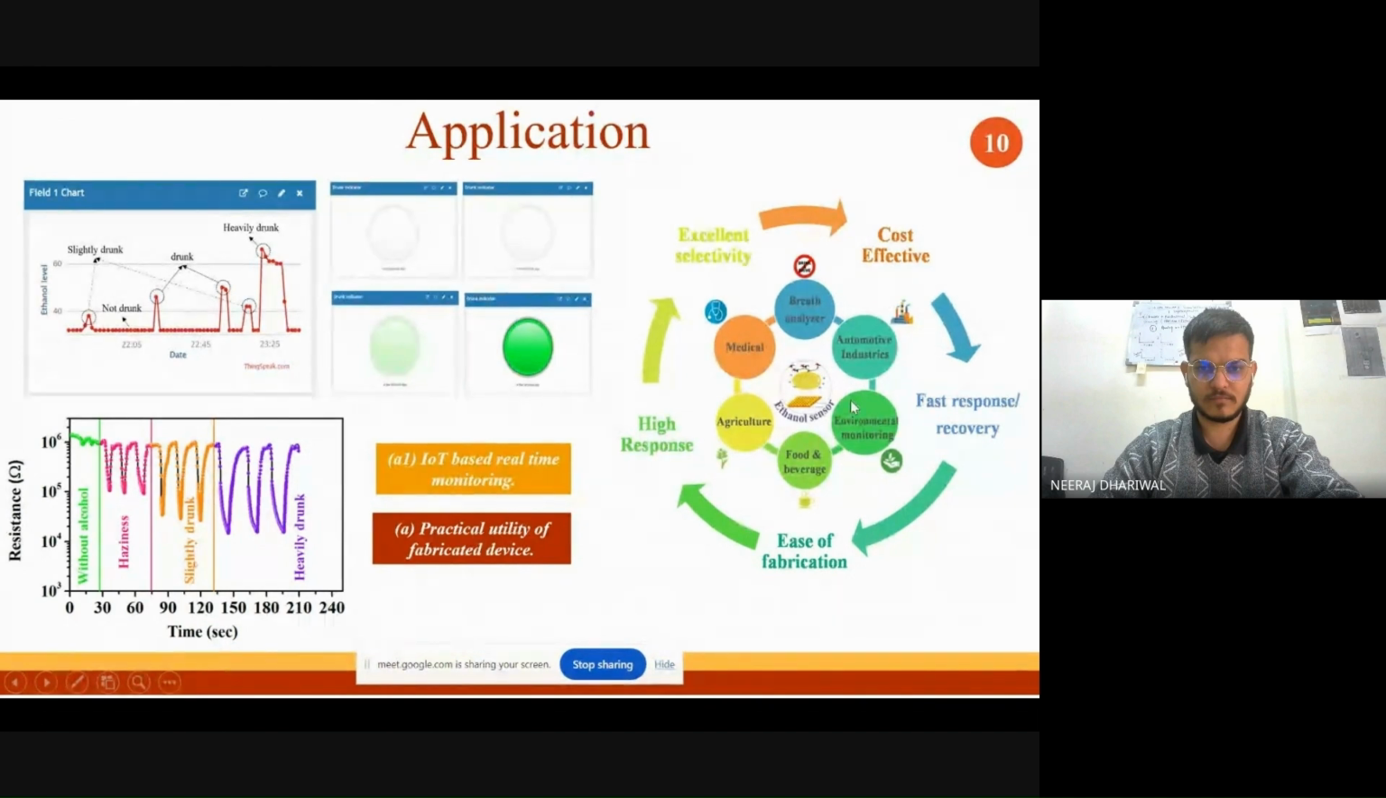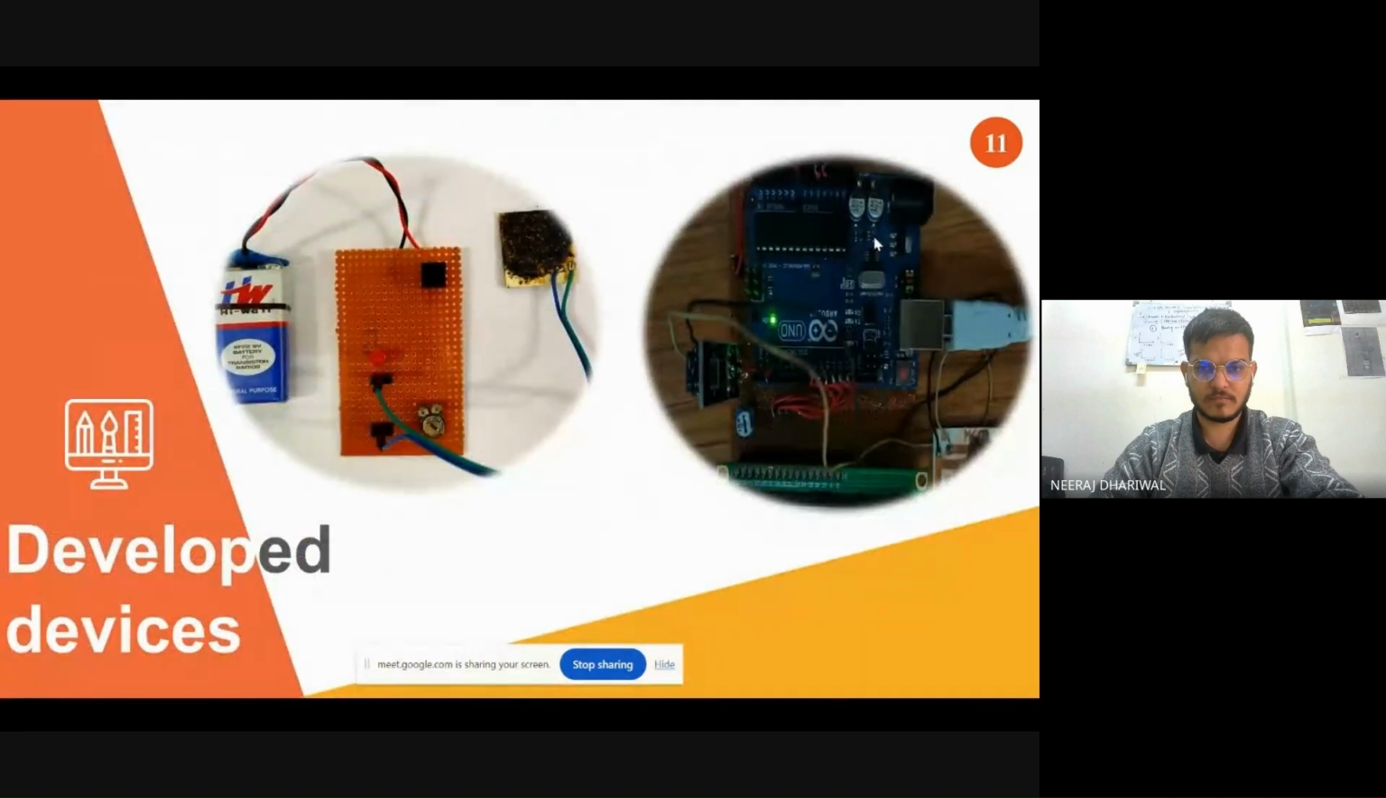These are the applications of this ethanol sensor: breath analysis, automotive industry, environmental monitoring, food and beverage, agriculture, and medical, as I discussed in the introduction part. And what our device gives is cost effectiveness, fast response and recovery, ease of fabrication, high response, and excellent selectivity, which is the major concern, as Professor Misra said in his slides. We have developed the device as well. The first one is the basic structure, just to know whether it is giving the results or not. Another one is connected with IoT and an Arduino sensor.